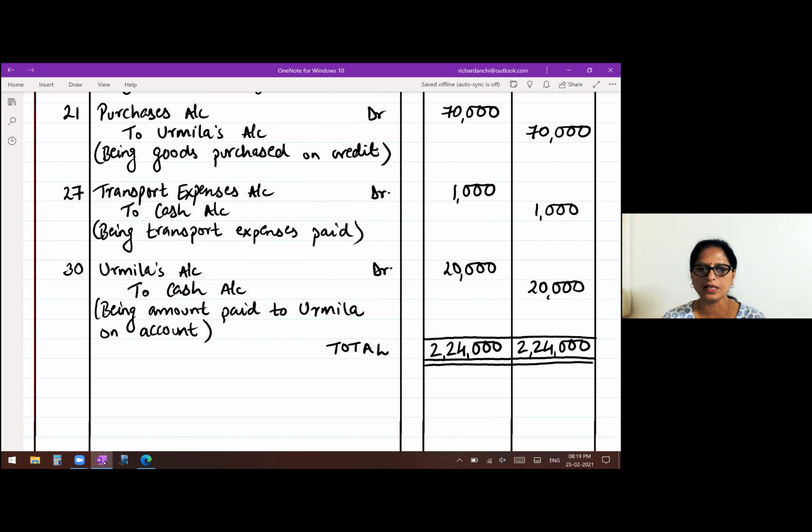equal. You're writing the same amount in the debit column. You're writing the same amount in the credit column. So your total has to be the same. If it is not the same, that means you have made a mistake somewhere. Okay, I hope you have understood, children. This is a very, very simple problem that we have done.